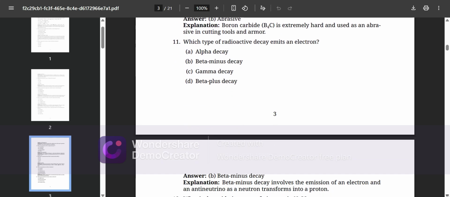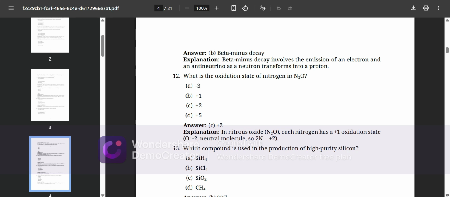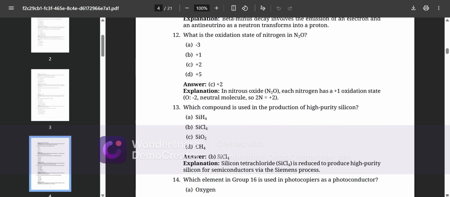Which type of radioactive decay emits an electron? Beta minus decay. Beta minus decay involves the emission of an electron and an anti-neutrino as a neutron transforms into a proton. What is the oxidation state of nitrogen in N2O? Plus 1. In nitrous oxide, N2O, oxygen is minus 2 and the molecule is neutral, so 2N equals plus 2.